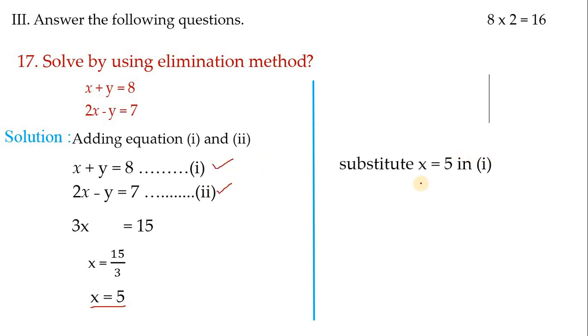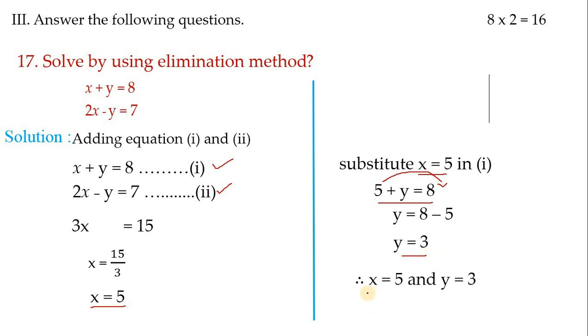Now substitute x equals 5 in any one of these two equations. I am substituting in equation 1. Hence, 5 plus y equals 8. Now transfer 5 to the other side, we get y equals 8 minus 5. Therefore, y equals 3. Therefore, x equals 5 and y equals 3.